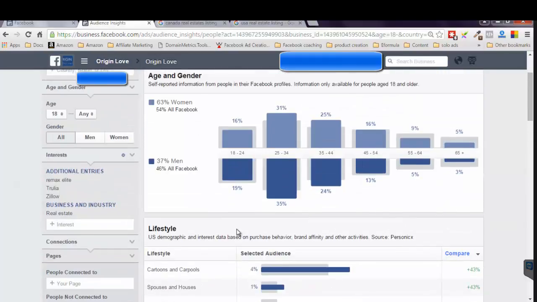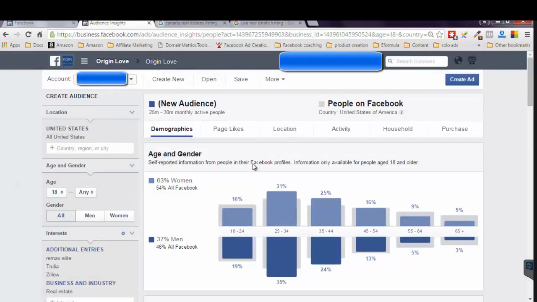So that's basically how you do your research on Audience Insights. I hope that's helpful. And with that, I'll conclude the end of Module 5, Part A, and I'll see you in Module B.